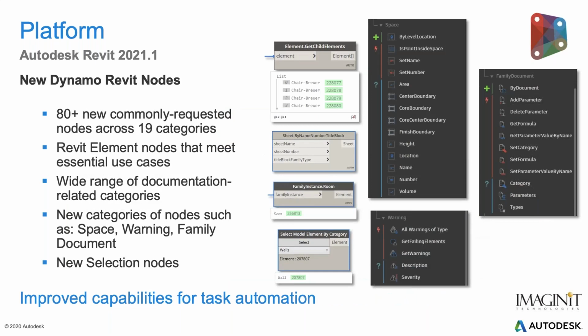Also, there have been a lot of new nodes added. There's actually pretty close to 90 new nodes that have been added, and they cross over about 19 different categories. So Revit element nodes that can be very useful to people who are working with elements. There's also a very wide range of documentation related categories that have been approached. So a lot of the new categories are space, warning, family, and documentation. And there's also some new selection nodes. So as you guys know, more nodes means more functionality within Dynamo.